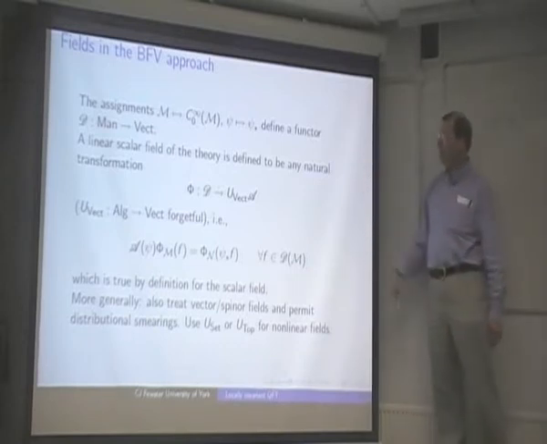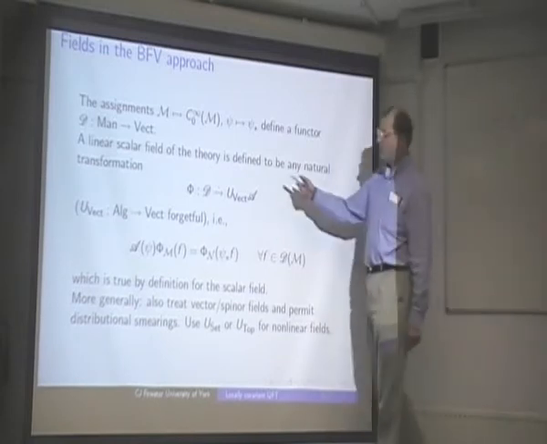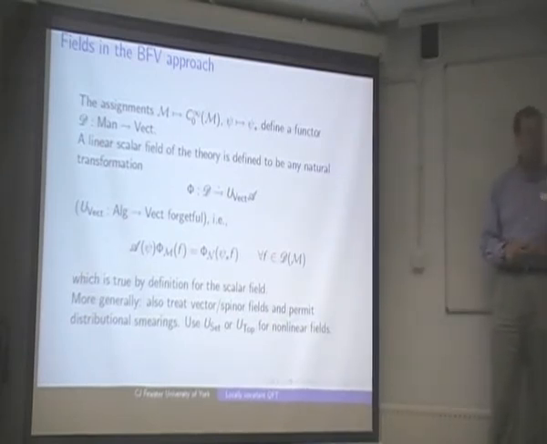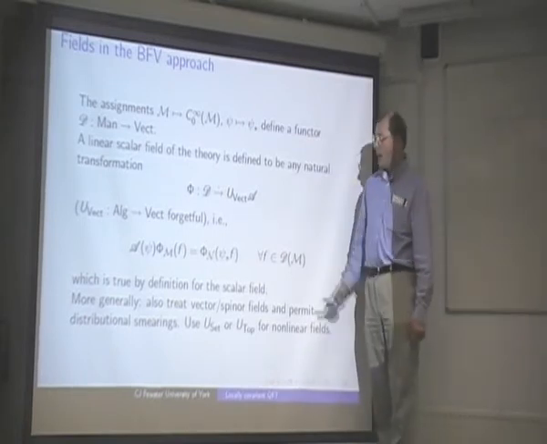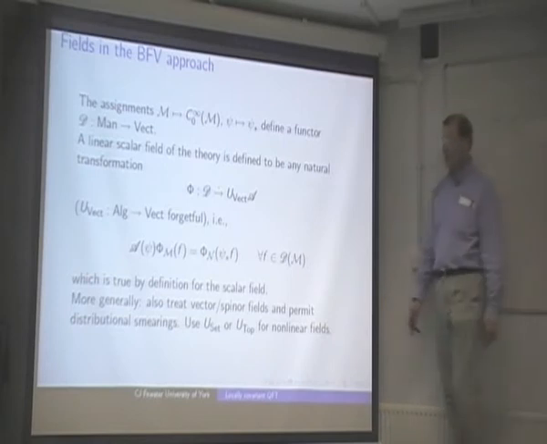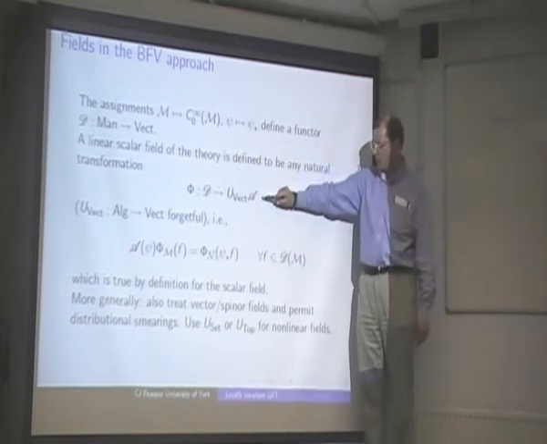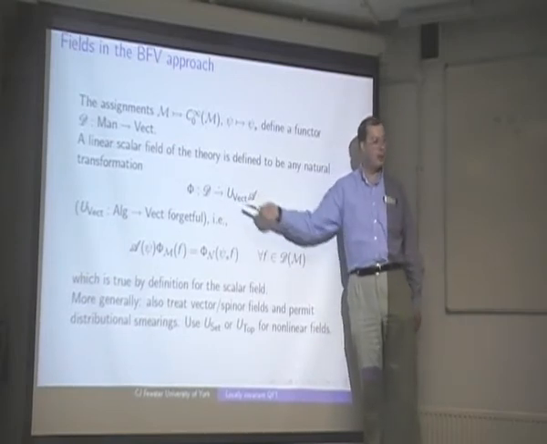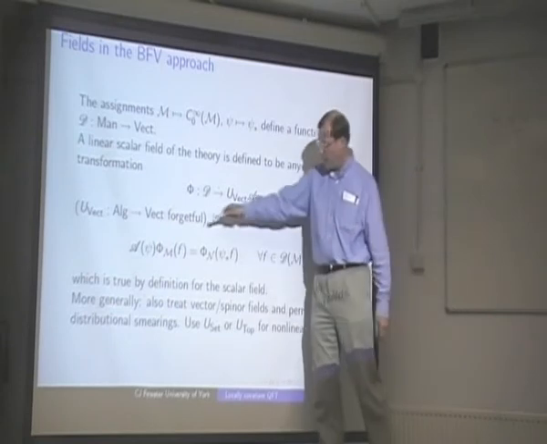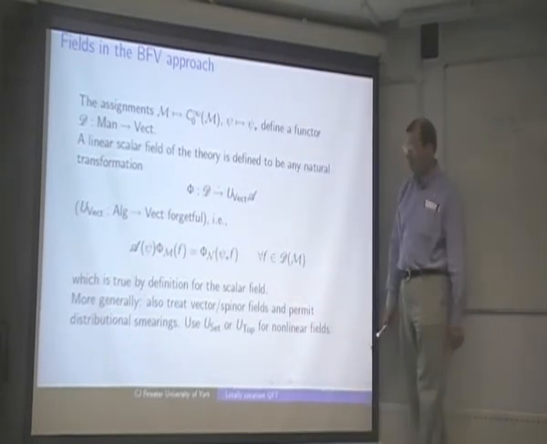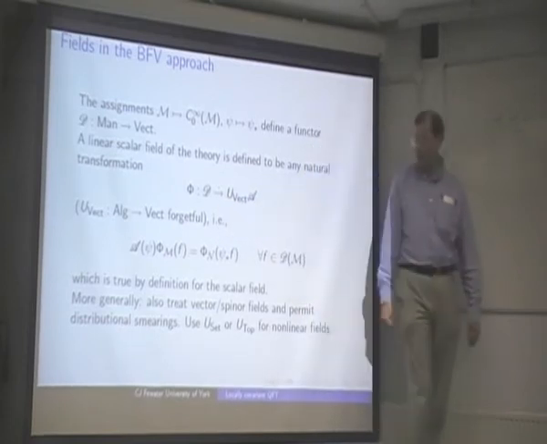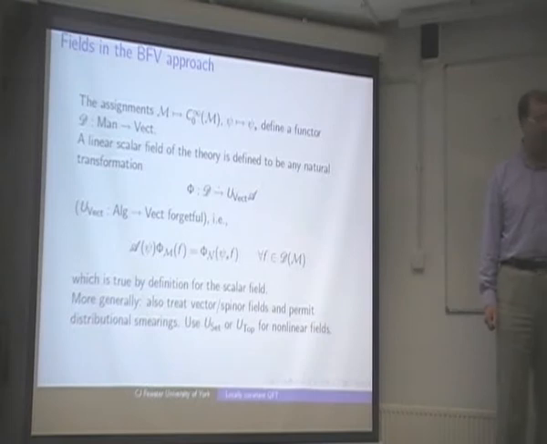Let me say briefly what a field is as far as BFV go. Of course, this assignment of spaces of test functions is itself a functor to various categories, but maybe we could just take vector spaces as one. And then we're going to say that a scalar field, a linear scalar field, is any natural transformation between that assignment of test function spaces to the algebra when we forget it's an algebra and drop back to the category of vector spaces. Okay? And what that means in practice is that when I hit one of my generators with a morphism, A of psi, then it should be what I get by first pushing forward my test function and then smearing in N. And that is, of course, how we defined A of psi.